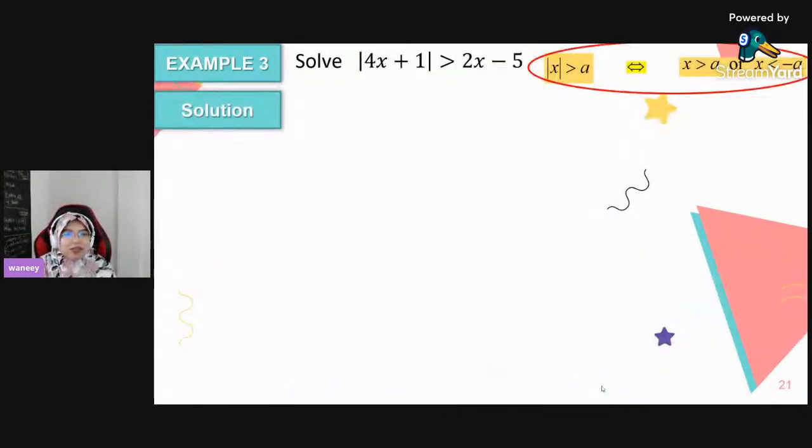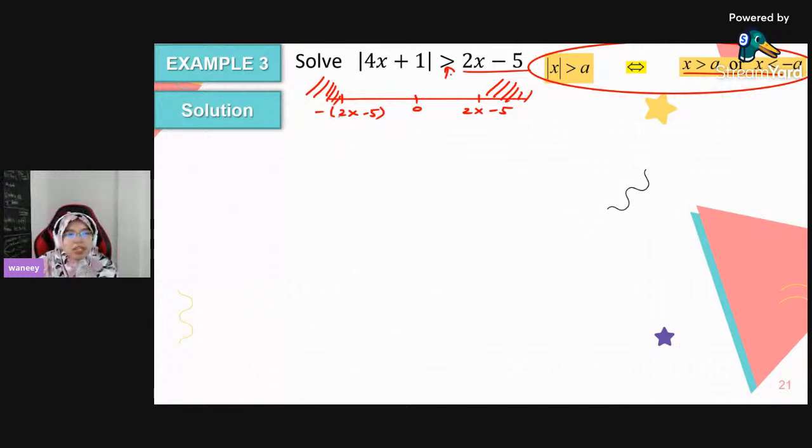Okay, so now we got to solve absolute value of 4x plus 1 greater than 2x minus 5. So this is normally what I do. So if you want to memorize, then you boleh memorize yang ni lah. Or this is what I normally do. So this is 0. I simply take the right hand side. So this is 2x minus 5. This is negative of 2x minus 5. So I want the distance to be more. So it should be on the right hand side, left hand side. So I have 2 different regions over there. So the first one is less than negative of 2x minus 5. And this is greater than 2x minus 5.